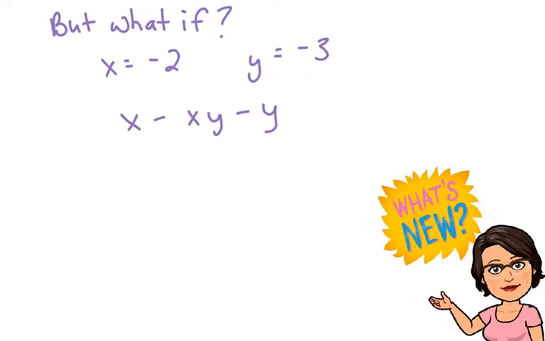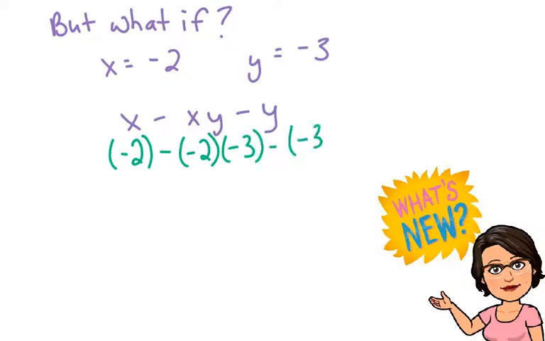But what if they give you negative numbers instead? So this time x is negative 2 and y is negative 3. We're still going to replace the letters with the numbers and put those numbers in parentheses. So if x is negative 2, we're going to write it like this. And y is negative 3. So we're replacing the y's with negative 3's. And now we have this problem.